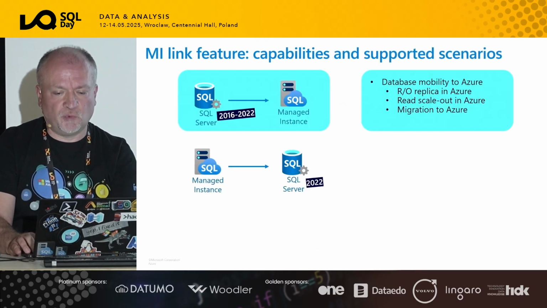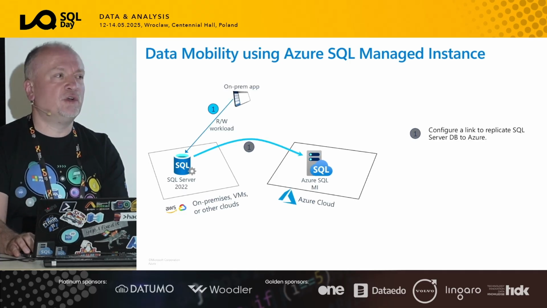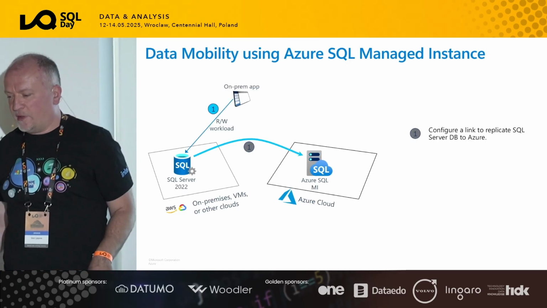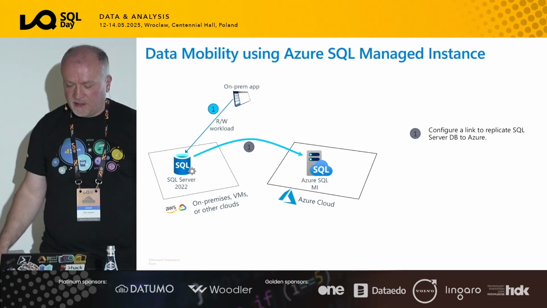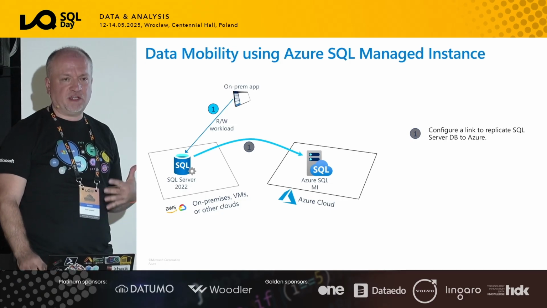And I really need to close off with MI Link. Who here knows what MI Link is? Okay, so I want to talk about MI Link. MI Link is our hybrid connectivity tool to connect SQL Server with managed instance.